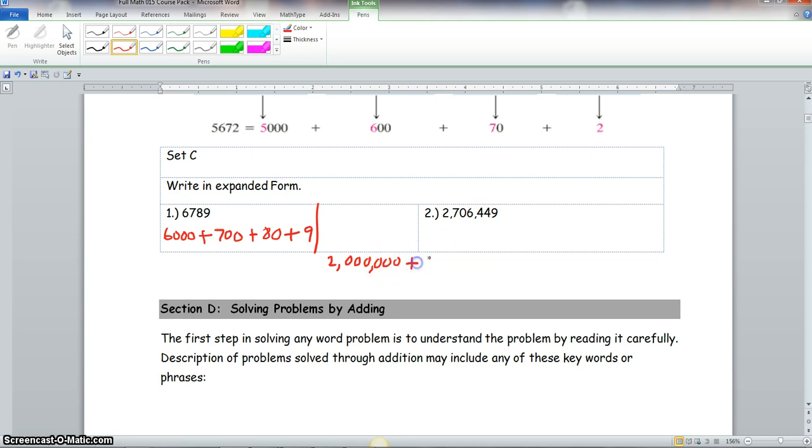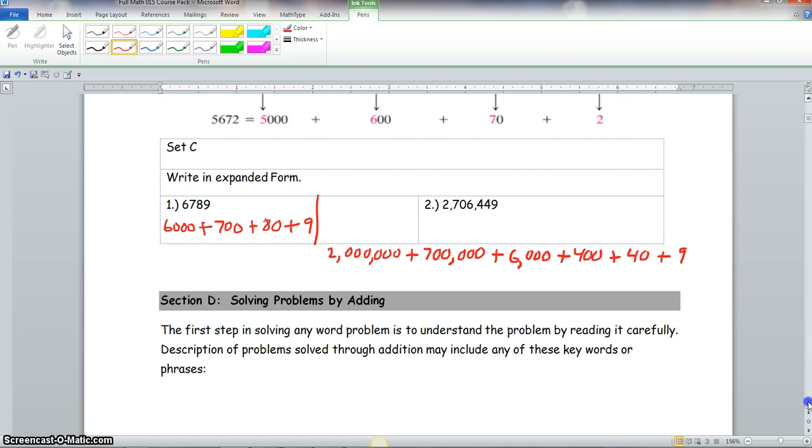plus, this 7 is in the hundred thousands place, so it'll be 700,000 plus, this 6 is in the thousands place, so it'll be 6,000 plus, this first 4 is in the hundreds place, so it'll be 400. The second 4 is in the tens place, so that would be 40. And then the 9 is in the ones place, so it'll be plus 9. And that is your answer to number 2.